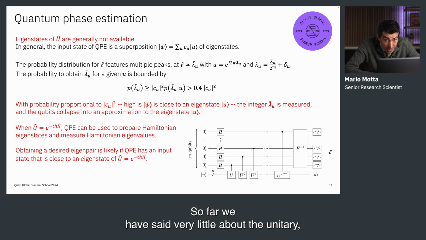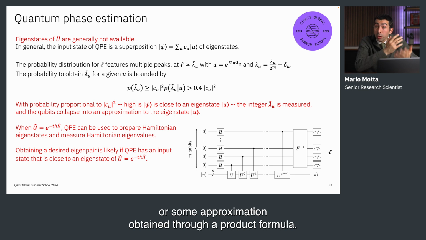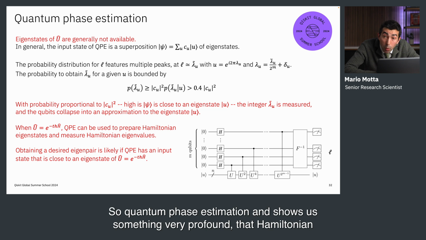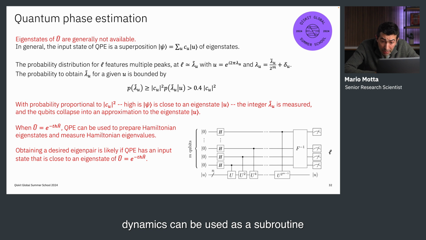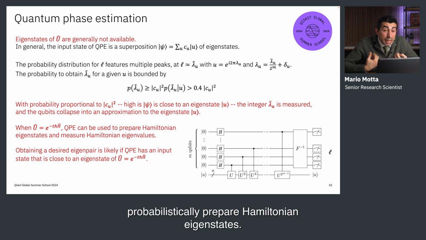So far we have said very little about the unitary, but that can, for example, be the time evolution operator or some approximation obtained through a product formula. So quantum phase estimation shows us something very profound, that Hamiltonian dynamics can be used as a subroutine to measure the Hamiltonian, but also to probabilistically prepare Hamiltonian eigenstates.